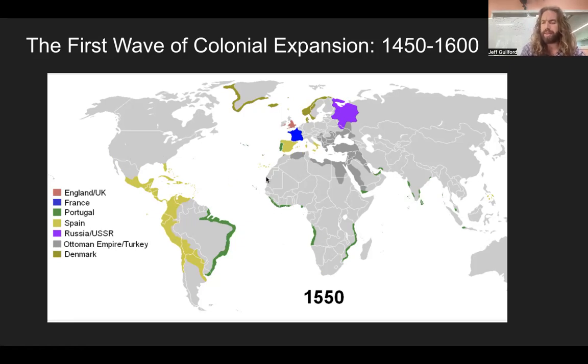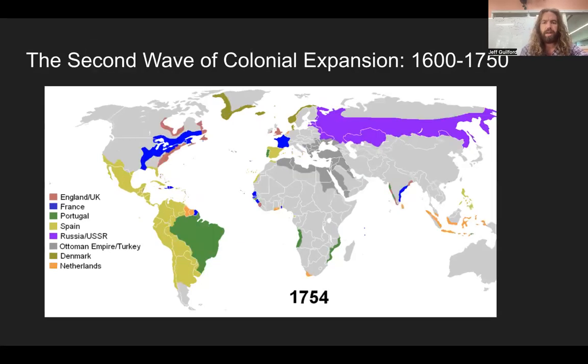Here's where we're headed, though, in the next 150 years. You can see by 1754, colonial empires have massively expanded. Don't worry about Russia. We're not really going to talk about Russia. We're really focused on these new powers up here. You've got France, England, and the Netherlands. These three powers in Northern Europe are expanding and are going to build extensive colonies in North America.